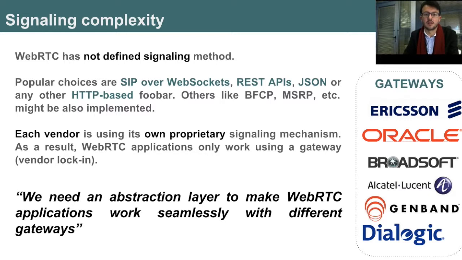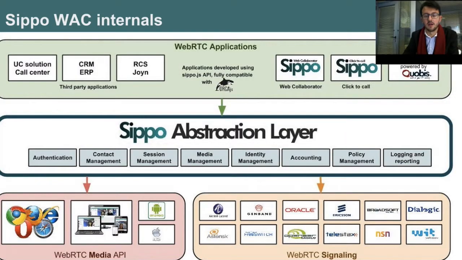So that's the sixth problem, internal complexity, that the WAC is already solving, and this is something that is shown in this slide that we are using for this, the Sippo abstraction layer, that is the element that is hiding all this complexity, the complexity of browsers, devices, the complexity behind the different implementations by vendors, and all the tools that you need to make this WebRTC service work in your network.